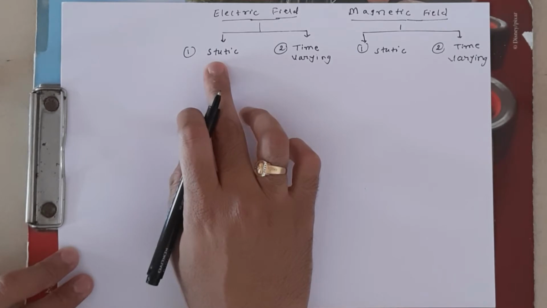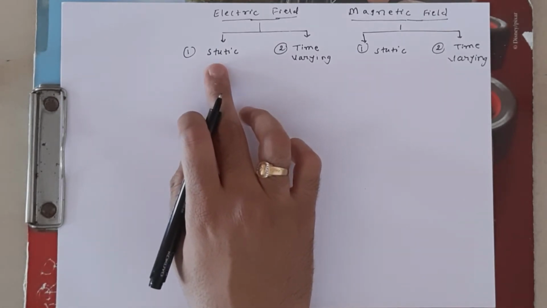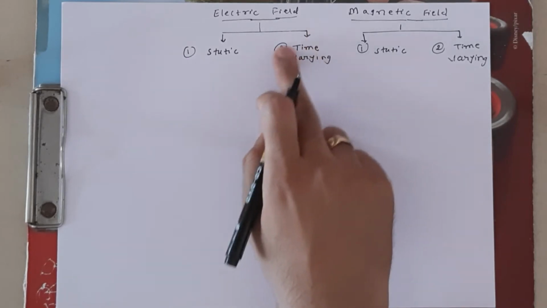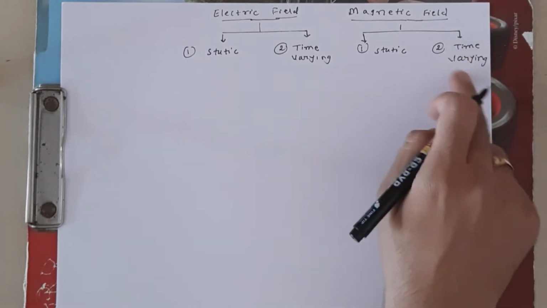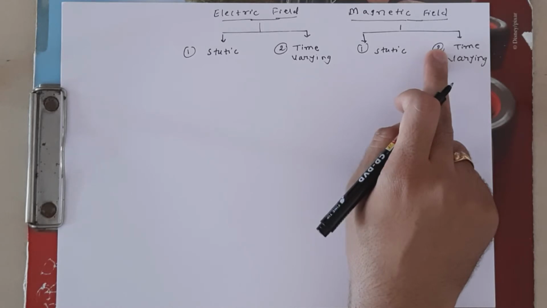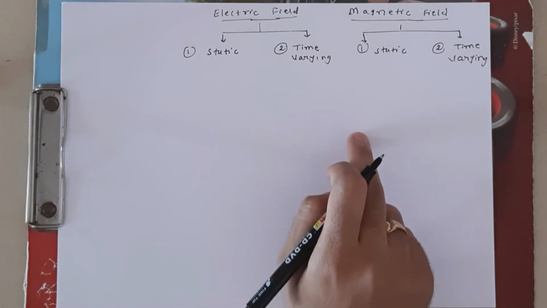Now the question is, what do you mean by static electric field? Static electric field means the electric field which does not change with respect to time. What is time varying electric field? That means the electric field changes with respect to time. In a practical case we use time varying electric and magnetic field. Whenever an electromagnetic wave propagates in any medium, in the air or space, those electromagnetic fields are always time varying.